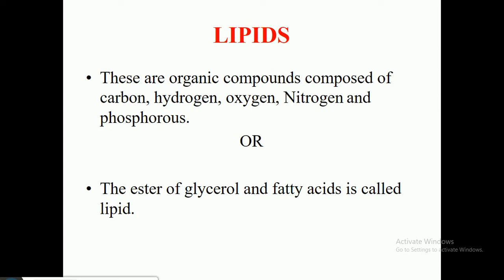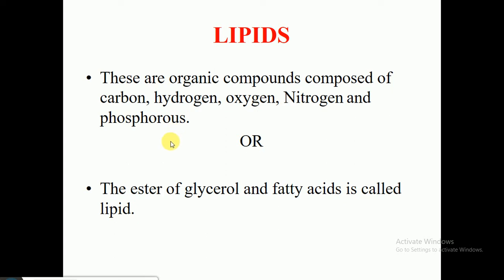So, if we compare the carbohydrate, lipids, vitamins, and all kinds of nutrients, it may be micronutrients or it may be macronutrients, they are different from one another on the basis of their chemistry. So here, lipids basically are a group of nitrogenous compounds related to fatty acids, or they can be defined as organic compounds composed of carbon, hydrogen, oxygen, nitrogen, and phosphorus.